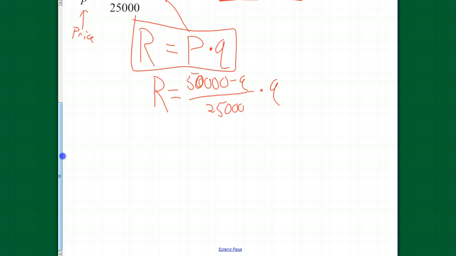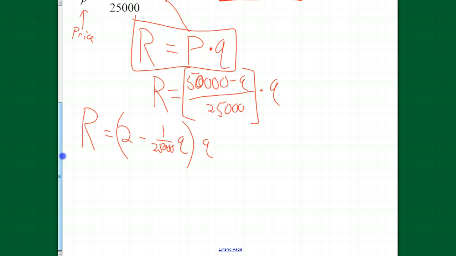So what I'm going to do is try to manipulate this demand function first. We got two terms in the numerator being divided by 25,000. So I'm just going to divide each term in the top by the 25,000. That just gives us 2 minus 1/25,000th Q, and then we are multiplying by Q. So now distribute that Q. We have 2Q minus 1 over 25,000 Q squared. This is our revenue function. It was the price multiplied by how many.